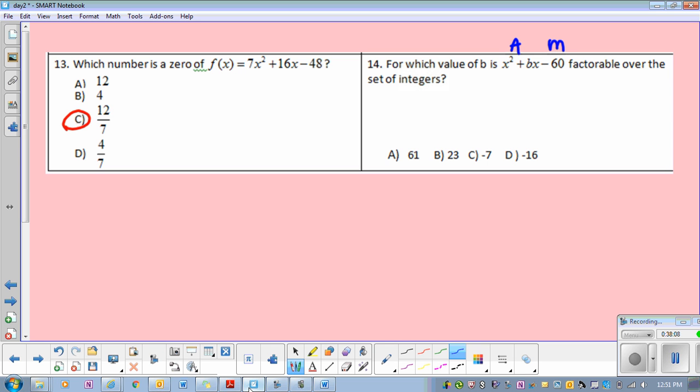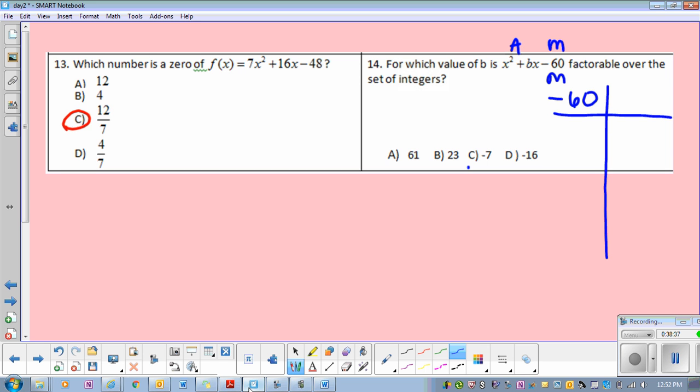Guys, this is what it's asking you. If you were to make a T-chart here, two numbers that multiply to give you negative 60 and add to give you, well, which one? 61, 23, negative 7, or negative 16? Which one of those works? Let's see. Is it C? Yeah, it's the only one. You can't add to make any of the other numbers. I tried.